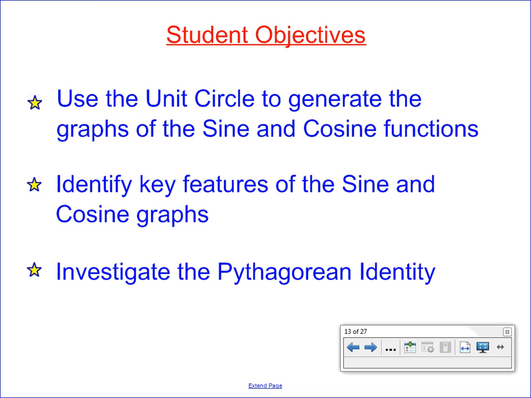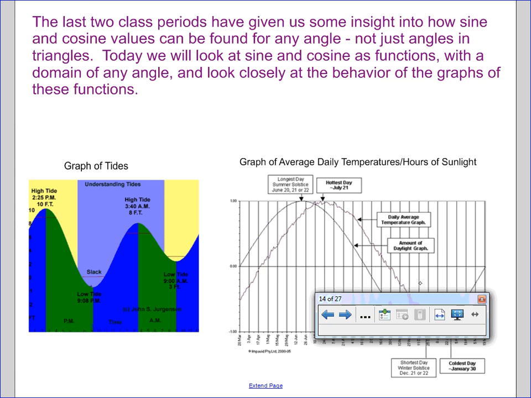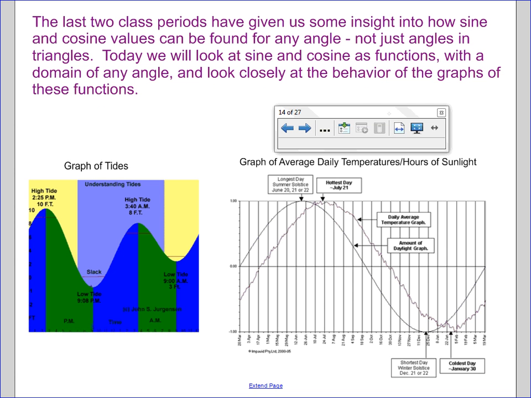All right, so let's go ahead and take a look at our sine and cosine as functions, right? Not just as values, like our exact values worksheet, but now consider any angle input, right? Not just those special 30, 45, or 60s. The last two class periods have given us some insight into how sine and cosine values can be found for any angle, not just acute angles and triangles. Today we'll look at sine and cosine as functions with the domain of any angle and look closely at the behavior of the graphs of these functions.